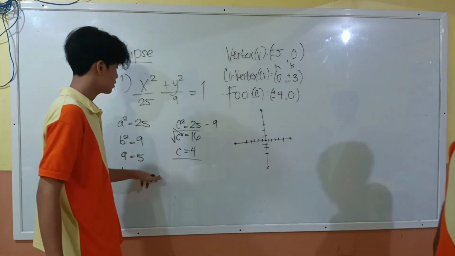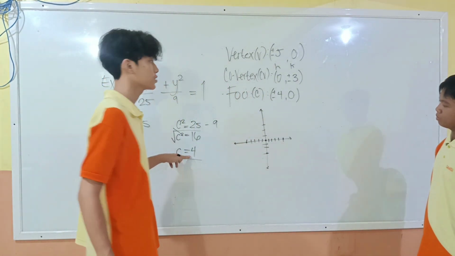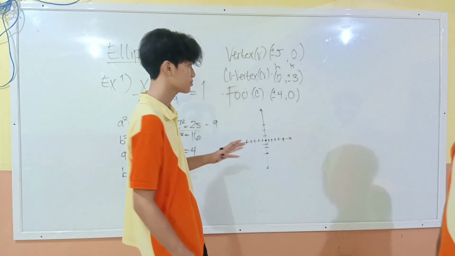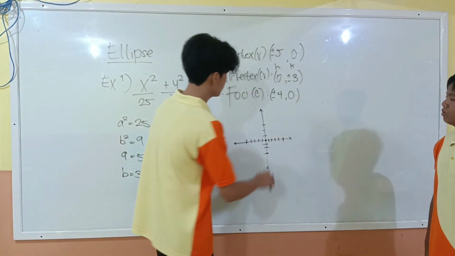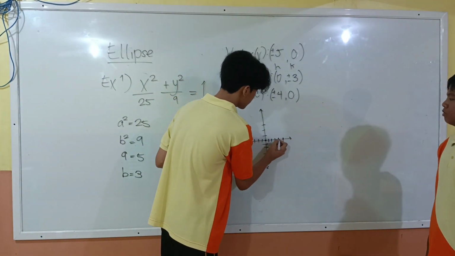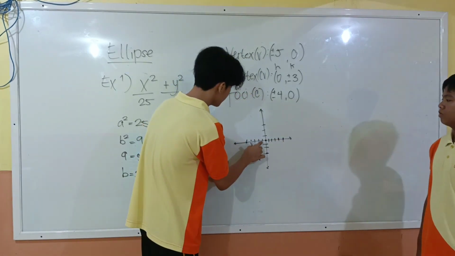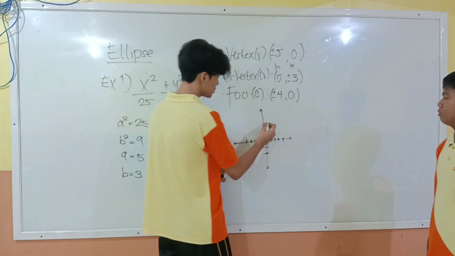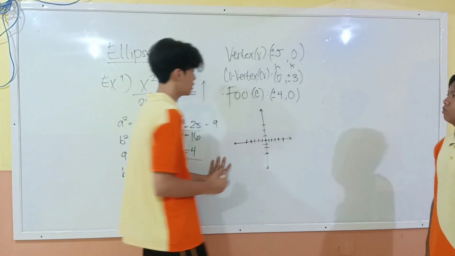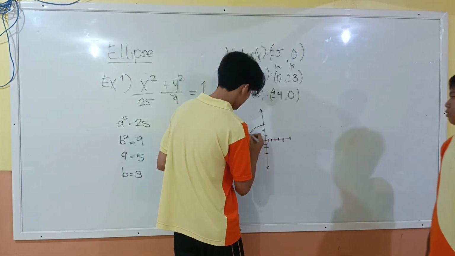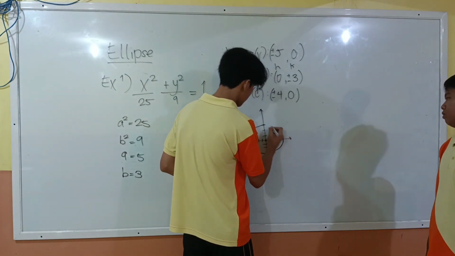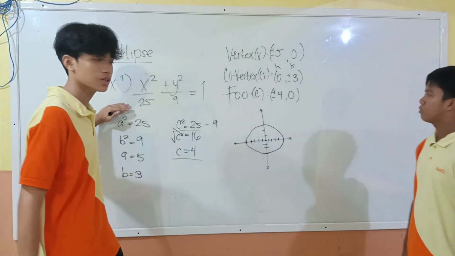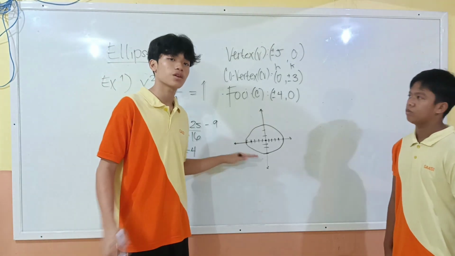And then now we just need to plot our foci. So again, our foci is on the x-axis because our vertex is on the x-axis. So positive, negative 4. 1, 2, 3, 4. That is where our foci is. And then negative 1, negative 2, negative 3, negative 4. That is where our other foci is. Now we just simply match to create the ellipse. So right here, there. That is how to graph an ellipse from its standard equation. That is if it's horizontal.